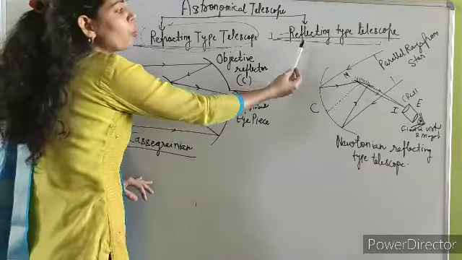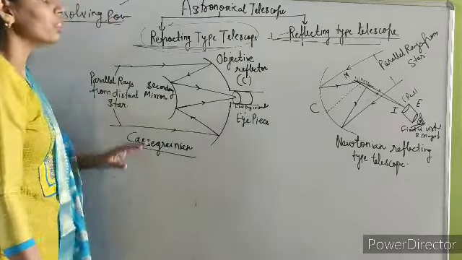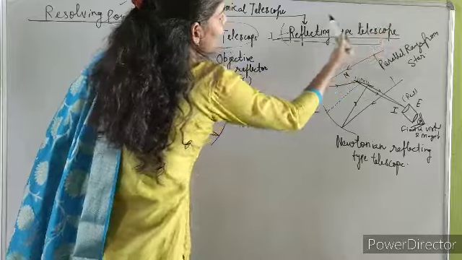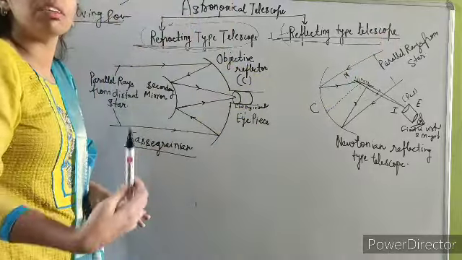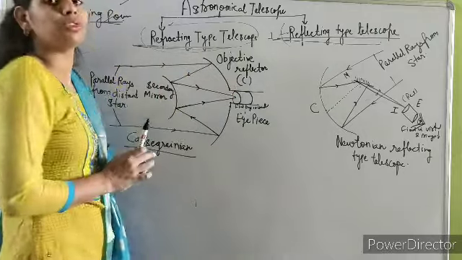So the resolving power of the reflecting type telescope is much greater than the refracting type, plus the image formed by the reflecting type telescope is much brighter. So in a nutshell, I want to say that this reflecting type telescope is an advanced model, or an improvement over the refracting type of telescope.